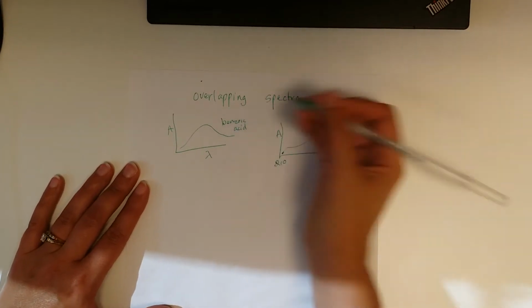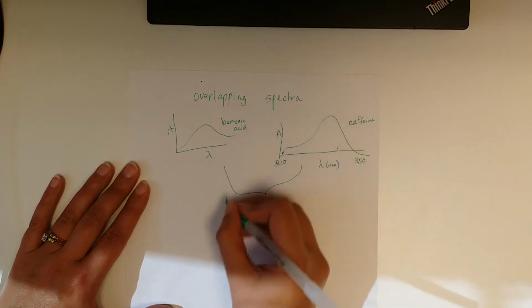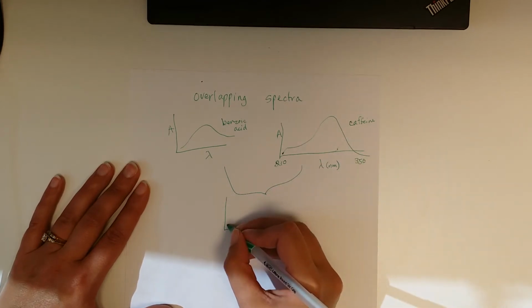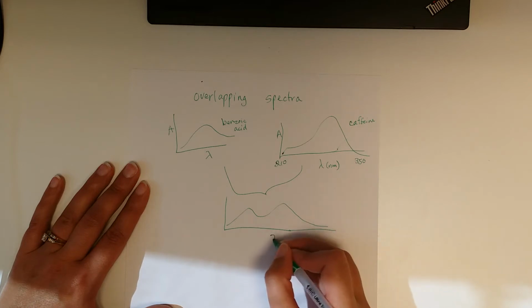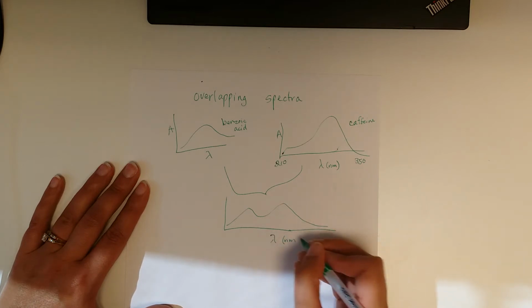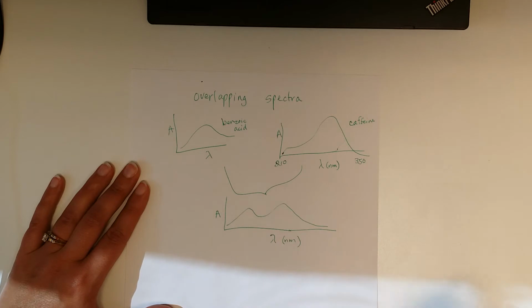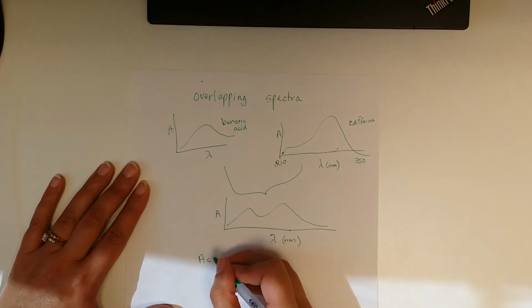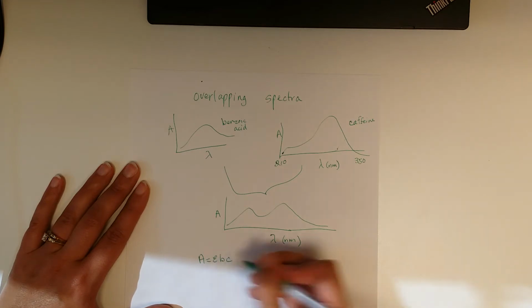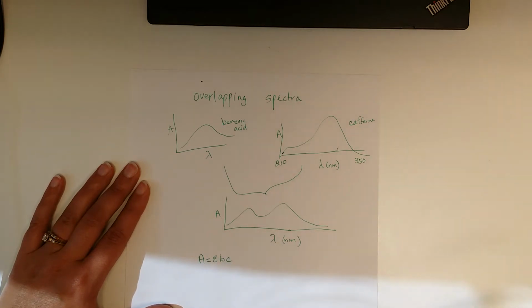When these things are mixed together, you're going to end up with a spectrum that is an overlay of the two. It'll be something like this. In that case, you have to do a little bit of math to figure out how much we have of each thing. The important thing to remember is that Beer's law, absorbance equals absorptivity times path length times concentration, is so-called additive.